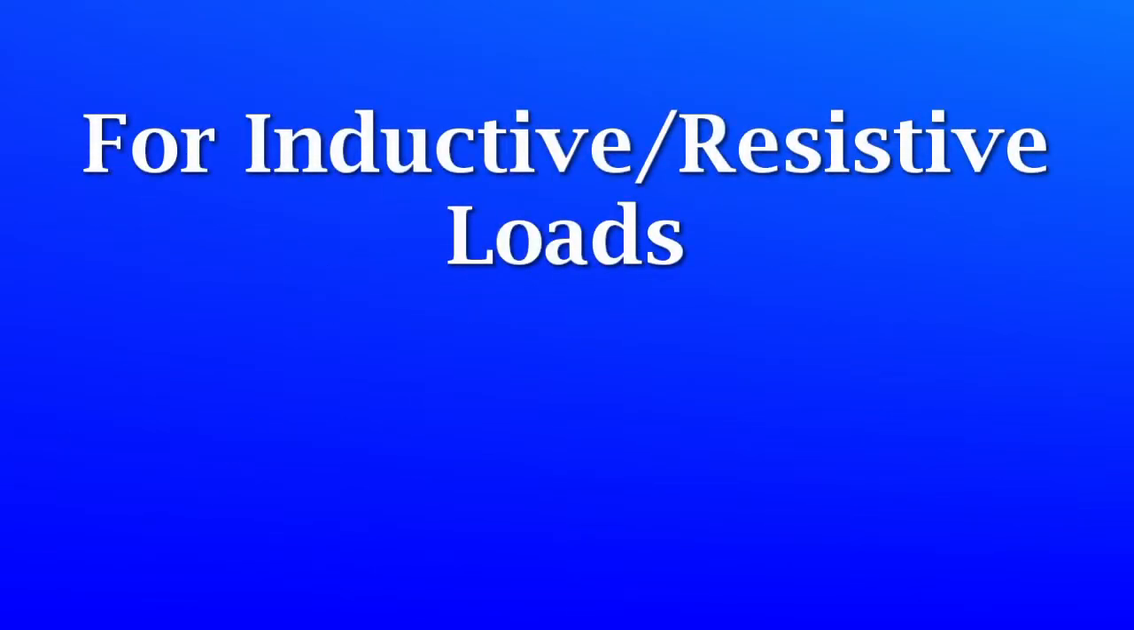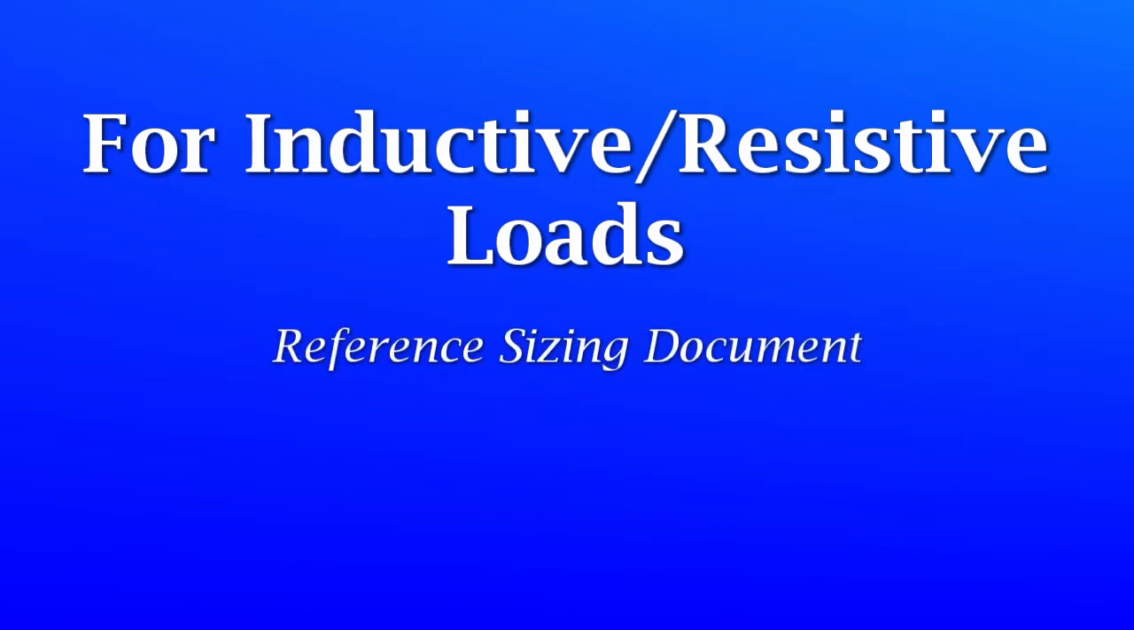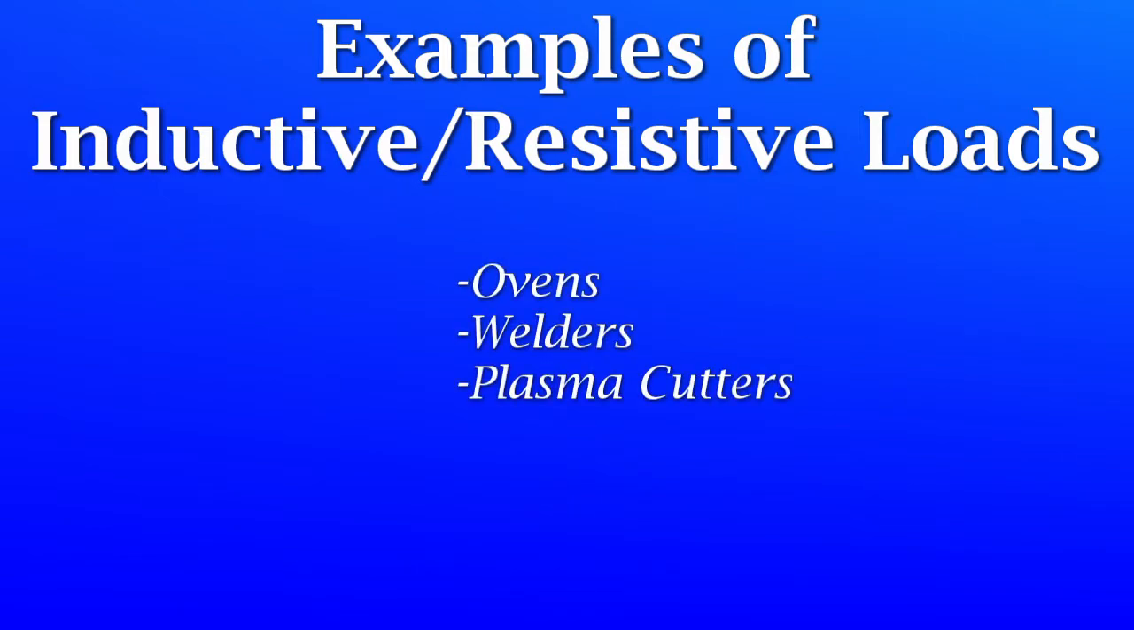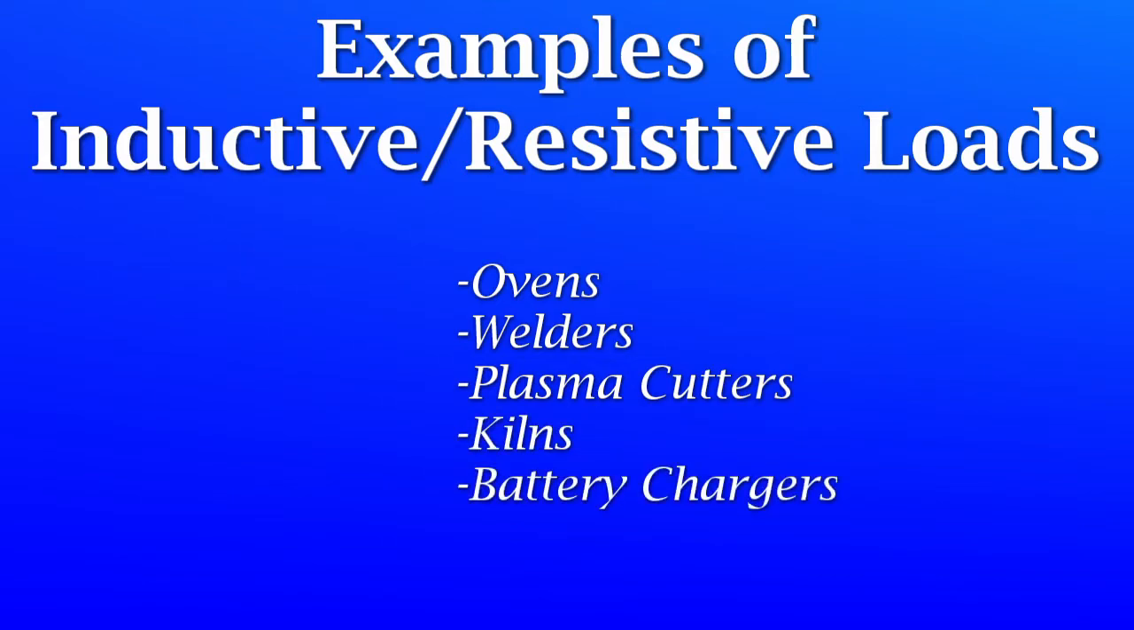For resistive and inductive loads, you will need to see our sizing document to get the proper size phase converter for the amp rating of your machine. Some examples of machines that fit into this load category are ovens, welders, plasma cutters, kilns, battery chargers, and wire EDMs.